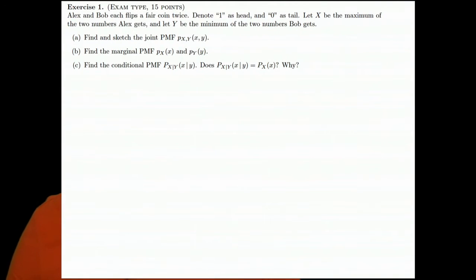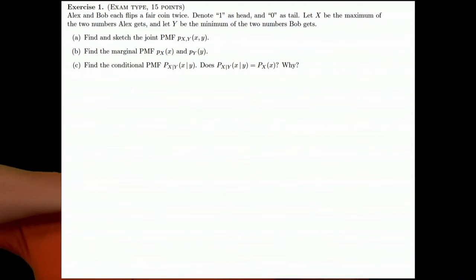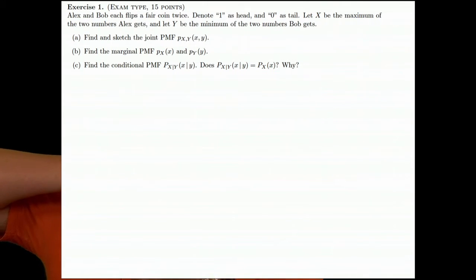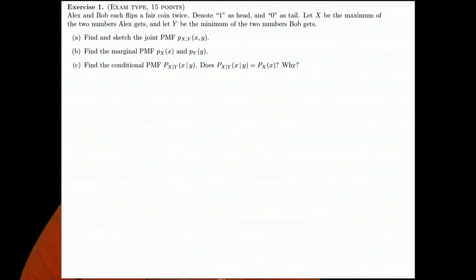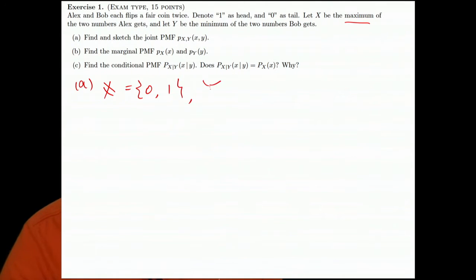So now we are talking about two random variables, and we want to find the joint PMF. First we need to know the x and y. X is the maximum of two numbers. So the maximum of two numbers is still either 1 or 0, because if I throw the coin twice and got tail twice, then I got 0. So x could be 0 and 1, and also y could be 0 and 1.